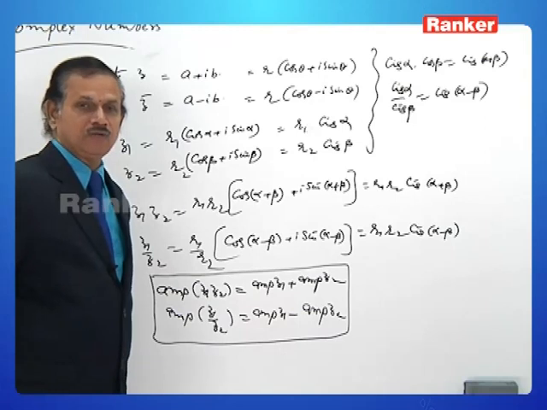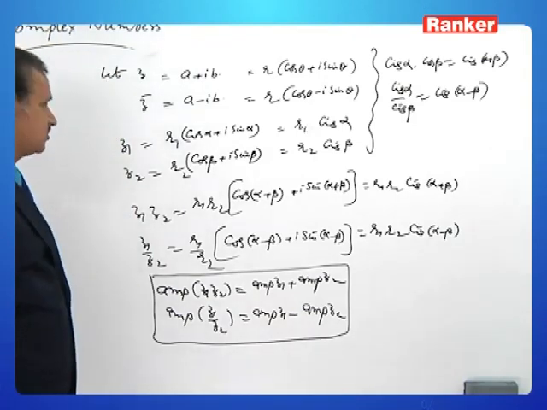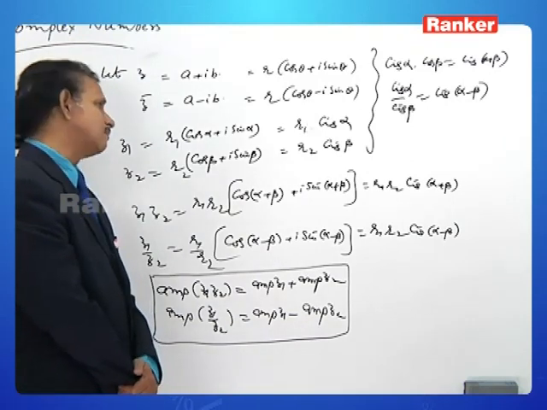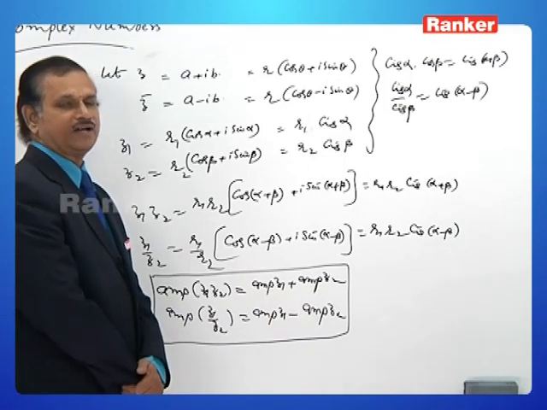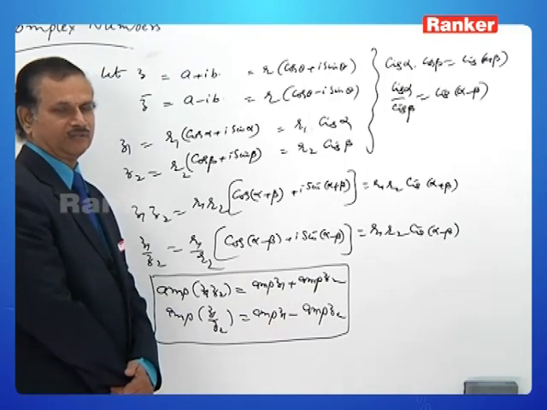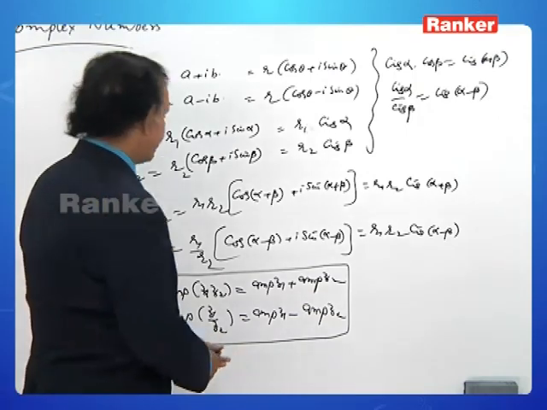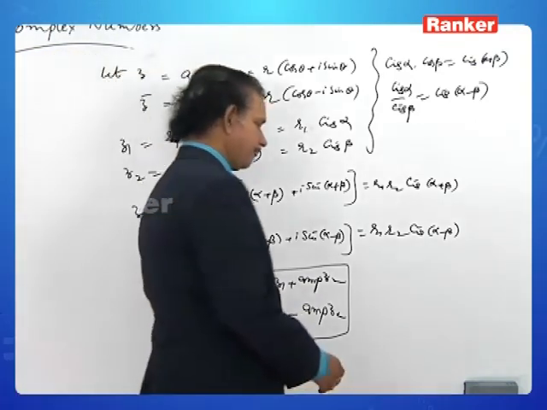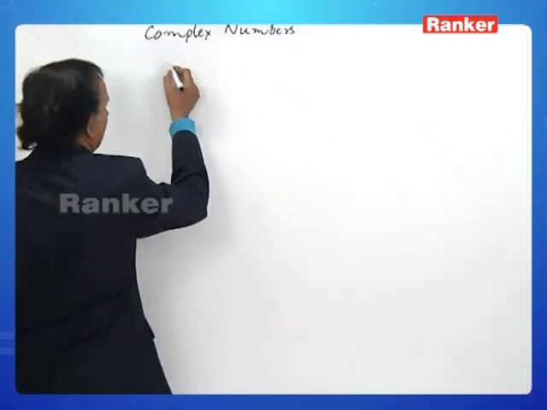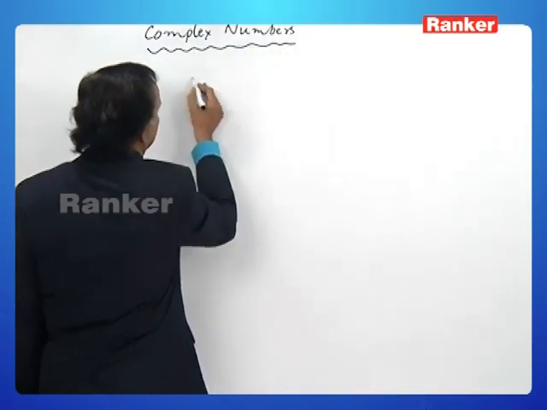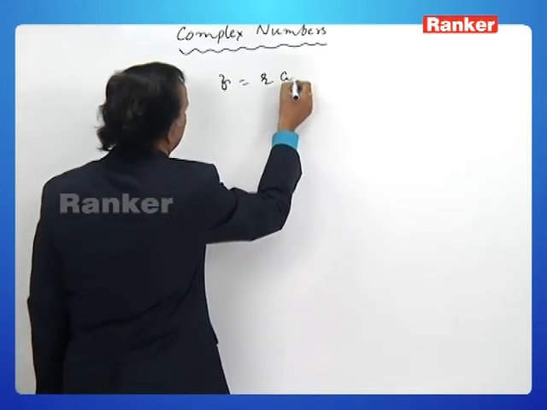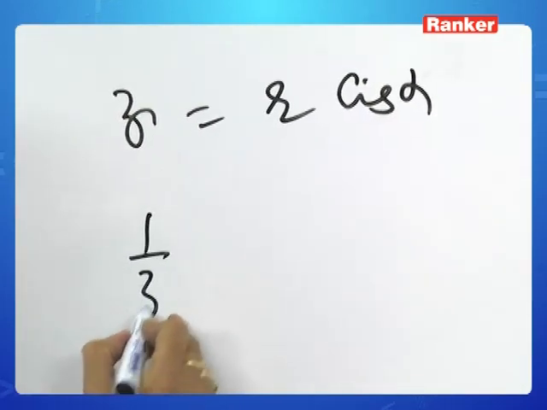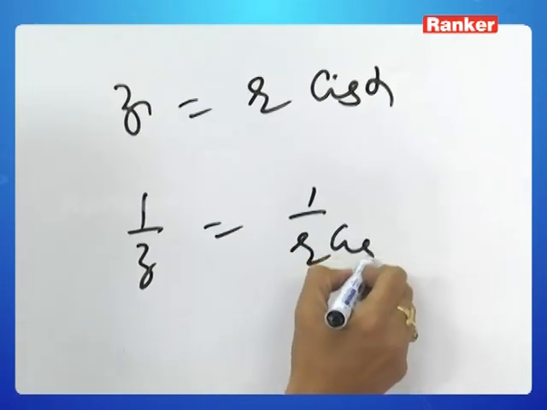That is the case. Well, suppose Z is R into cis alpha. What is 1 by Z? 1 by R into cis alpha. Right. Let us now observe that transformation. Suppose Z is equal to R into cis alpha. Then what is 1 by Z? 1 by R into cis alpha.